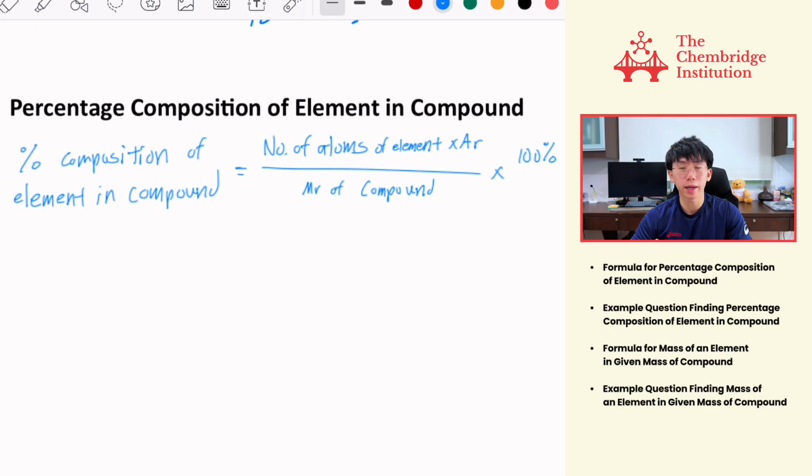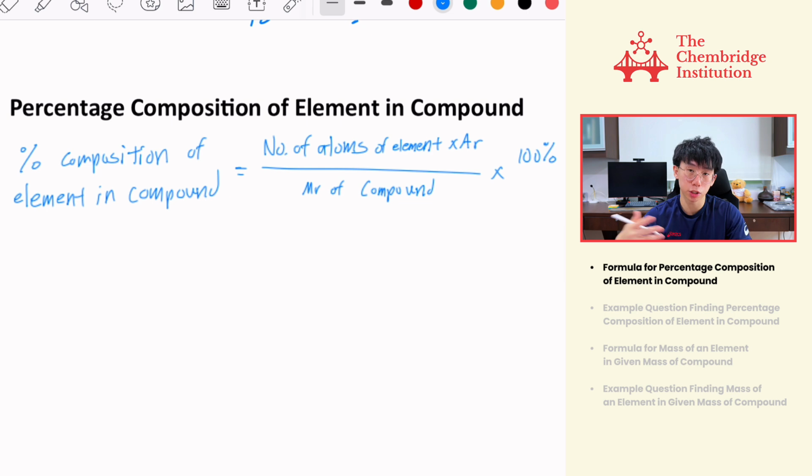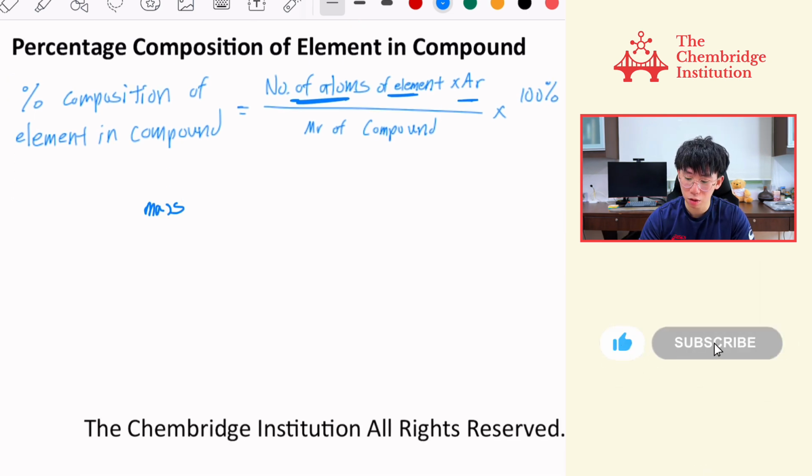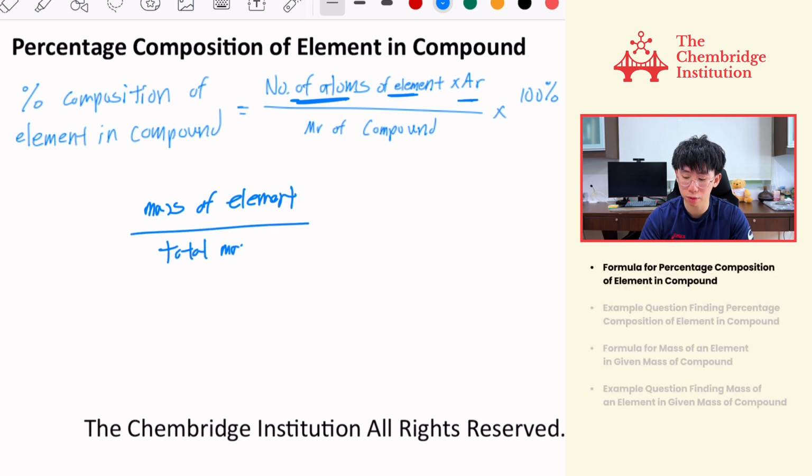Another formula that is quite commonly used is to find out the percentage composition of an element in the compound. The percentage composition of an element in a compound is equal to the number of atoms of a particular element times the atomic mass of the element, then you divide it by the overall mass of the compound, and then you times 100%. We are essentially just taking the total mass of the element, dividing it by the total mass of the compound. And this is, in theory, how you find the percentage composition. Remember, percentage is how much you compose of inside the compound by mass.